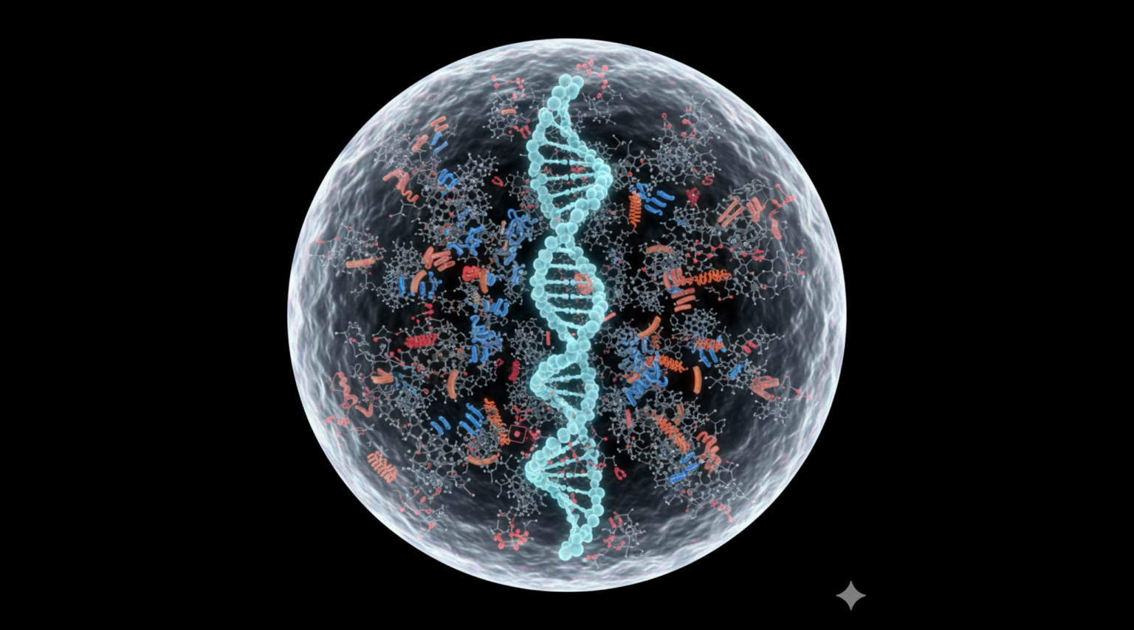The convergence of boundary, instruction, and metabolism is the most basic definition of life. They are codependent. Metabolism powers the maintenance of the boundary, the boundary concentrates the chemicals for instruction, and instruction codes for the enzymes needed for metabolism.